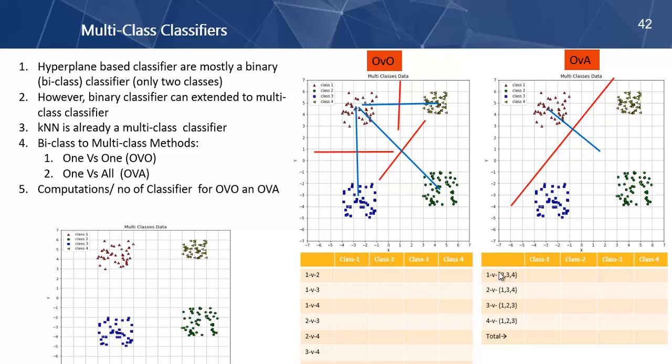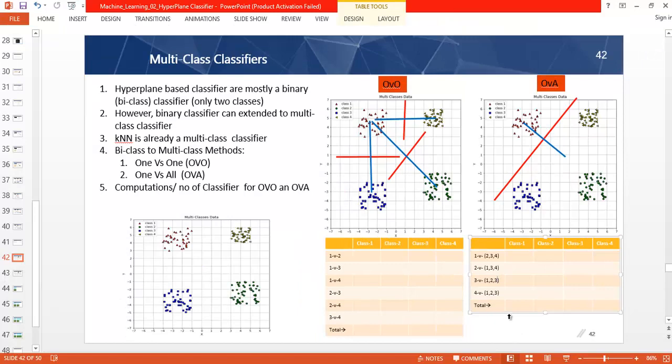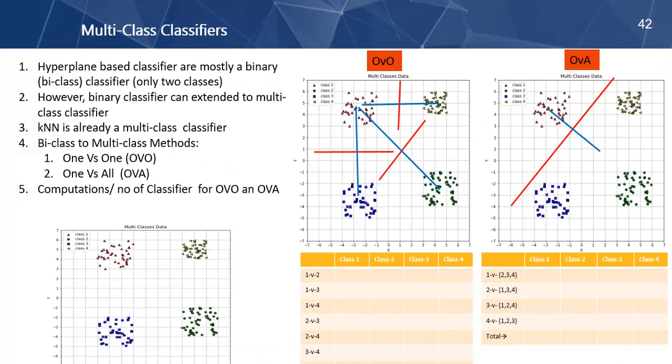Here, any classifier, any combination of classifiers, let's say now 2 versus 1 3 4, 3 versus 1 2 4, and 4 versus 1 2 3. So here again, if we take 3 versus 1 2 4, 3 is this one, and all the remaining 3 classes will be taken as the second class, right?